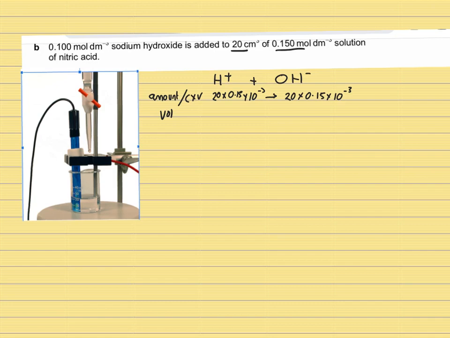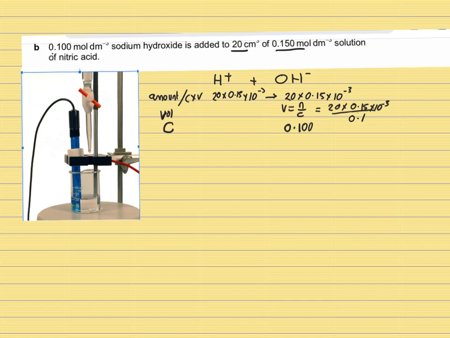And to therefore find the volume of our hydroxide, we know the concentration. The concentration of our sodium hydroxide is 0.1 moles per dm cubed. And therefore we can find our volume because we know that volume is number of moles over concentration. And the number of moles is 20 times 0.15 times 10 to the minus 3 all over 20. And that will give us our volume in decimetres cubed.